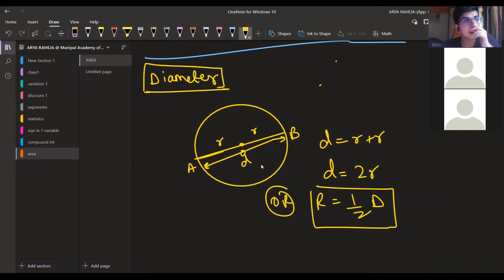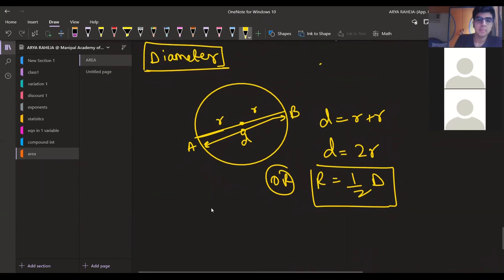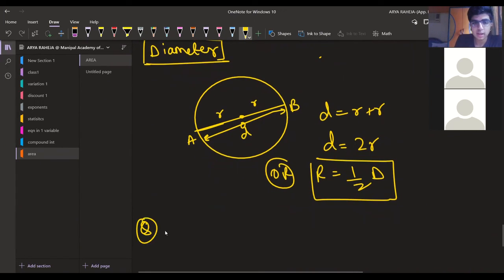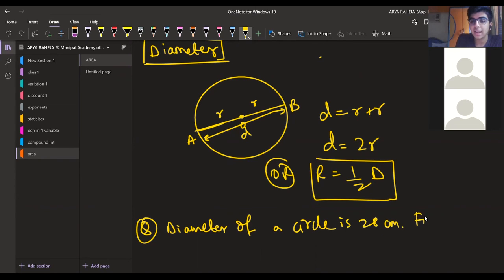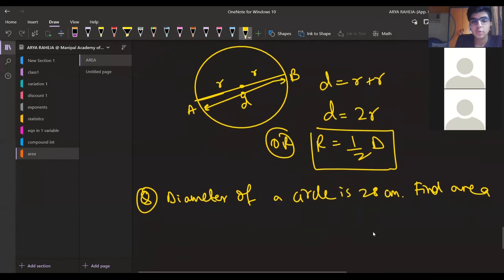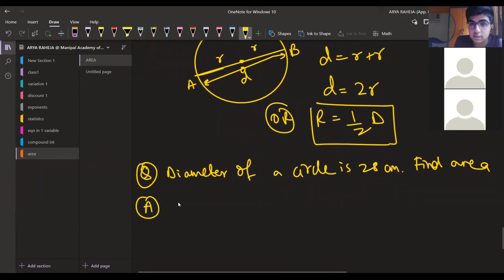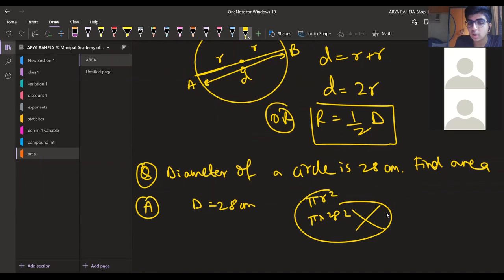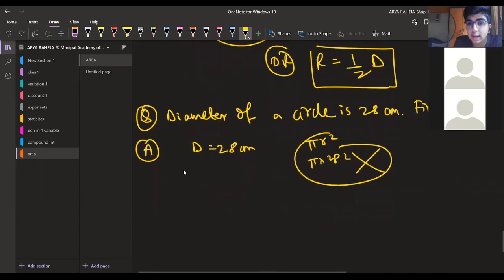Sometimes in a question they'll give you the diameter. Question: if the diameter of a circle is 28 centimeters, find the area. If this question comes, what do you have to do? Firstly, you don't have to fall for this trick. The diameter is 28 centimeters. If you put the area as pi r square, pi into 28 square, that will be wrong. What do you need to do? You need to find the radius first.